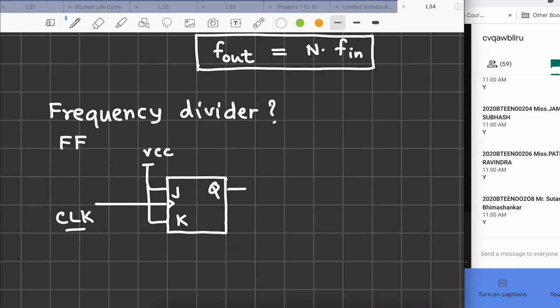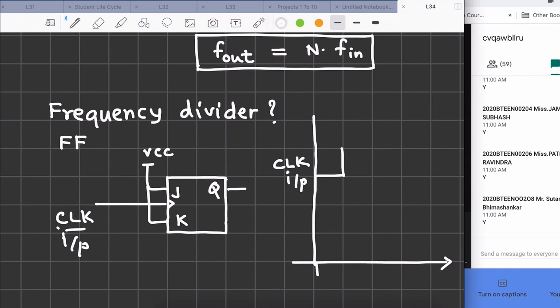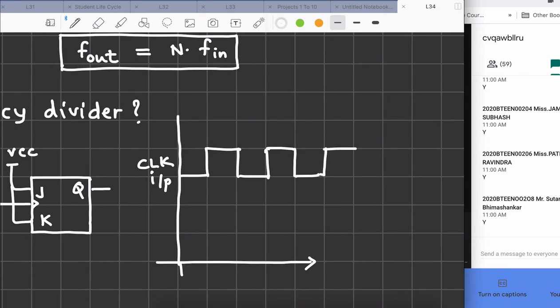and Q bar will take Q. Suppose the input is this input, so we have clock, and Q will be such.